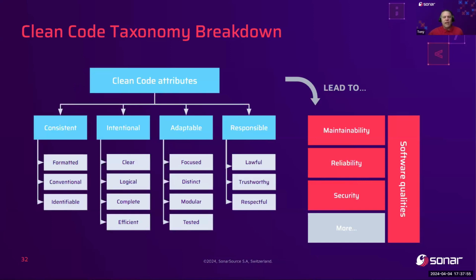So clean code has four main attributes: consistent, intentional, adaptable, responsible, which leads to software with the qualities that are maintainable, reliable, and secure.